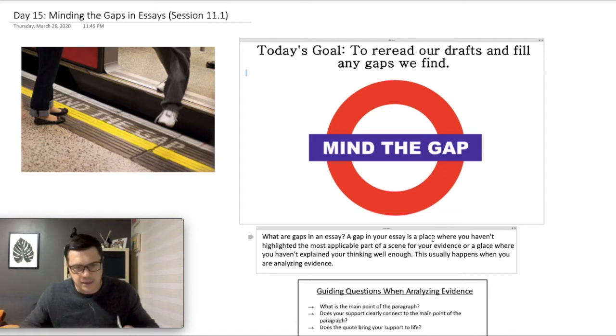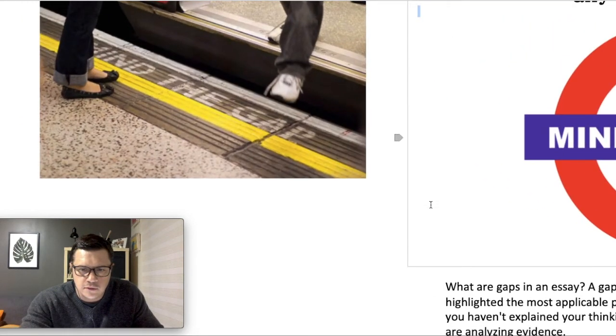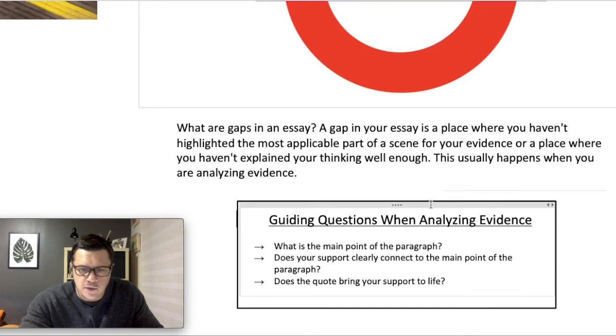What I want to show you today is a before and after paragraph where the gaps have been filled with meaningful content. We're going to follow these instructions, these guiding questions. When you go back and read your paragraphs today, you're going to ask yourself, what's the main point of my paragraph? Does my support, my elaboration, the stories, examples, and quotes, clearly connect to the main point of the paragraph? And specifically with your quotes, does the quote bring that piece of support to life? Does it really show the reader what you're saying, or is it still telling them?